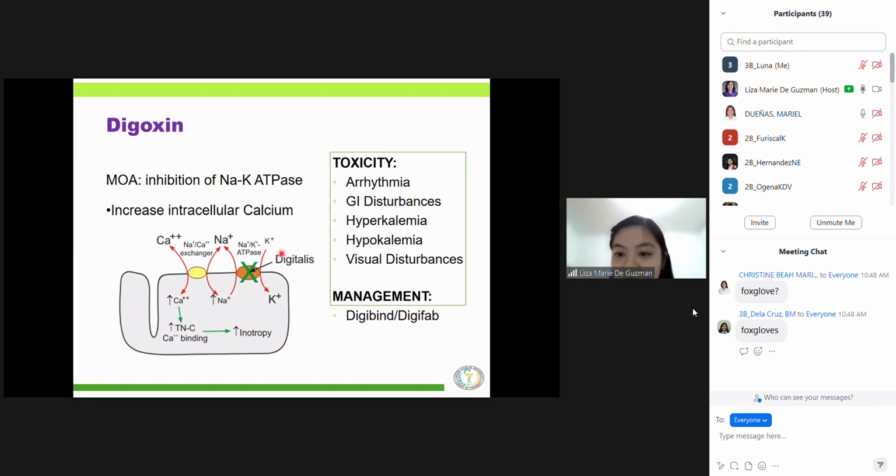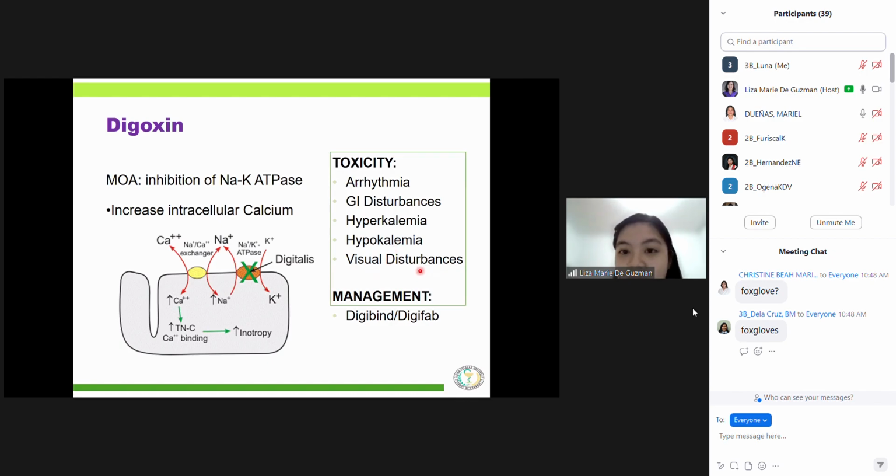Now, for the toxicity of digoxin, it can affect the electrical impulses in our heart causing arrhythmia. So it has electrical effects. Gastrointestinal disturbances: overdose of digoxin can cause vomiting. So as it causes GI disturbances, it specifically causes vomiting. Hyperkalemia is also another manifestation of digoxin toxicity overdose. Hypokalemia when given with other agents that also cause hypokalemia.